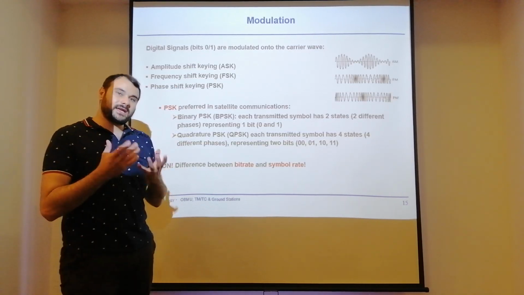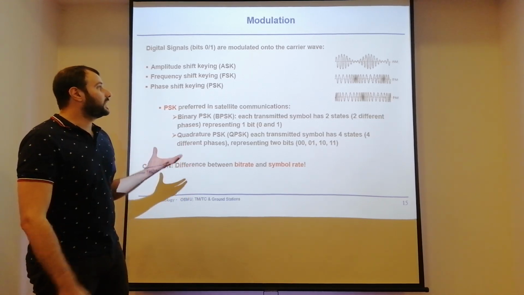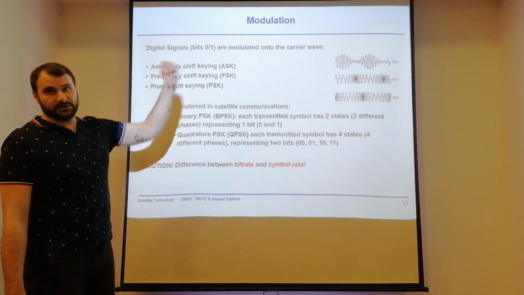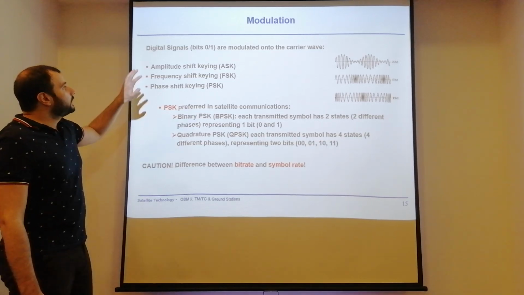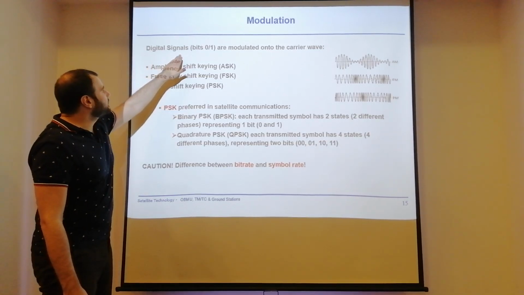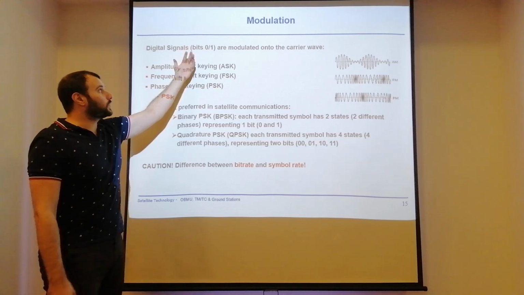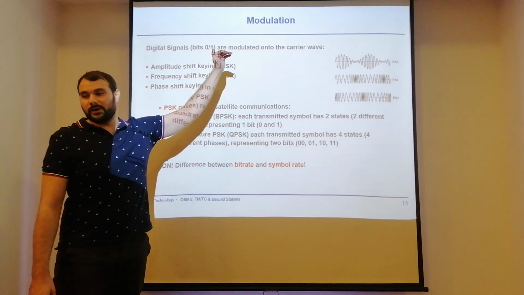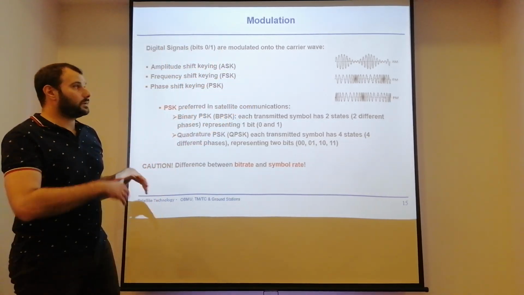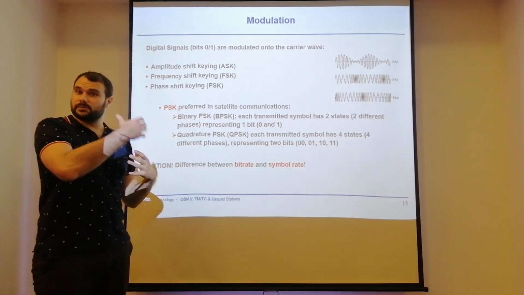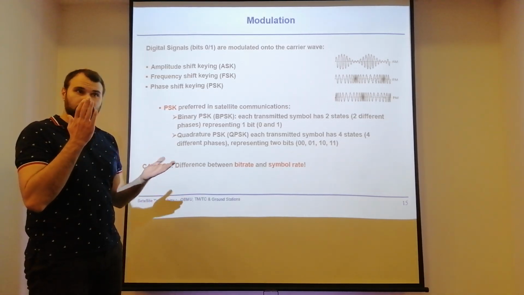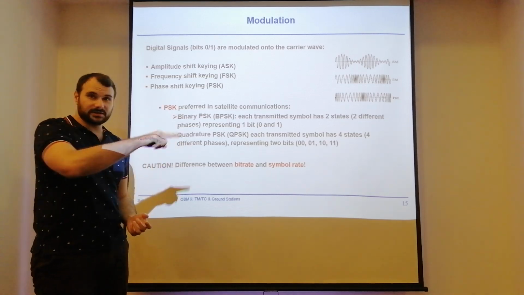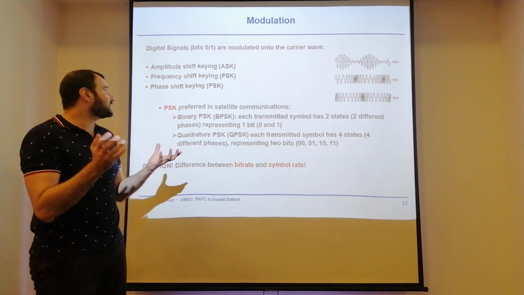But how can we put the data onto our link? And that is why we have to talk about modulation. In general, we can say the digital signals we have, so our bits 0 and 1, are modulated onto our carrier wave. And our carrier wave is the frequency I just presented to you. Let's say it's 2.4 gigahertz, but this is just a sine wave. How do we get the data on it?